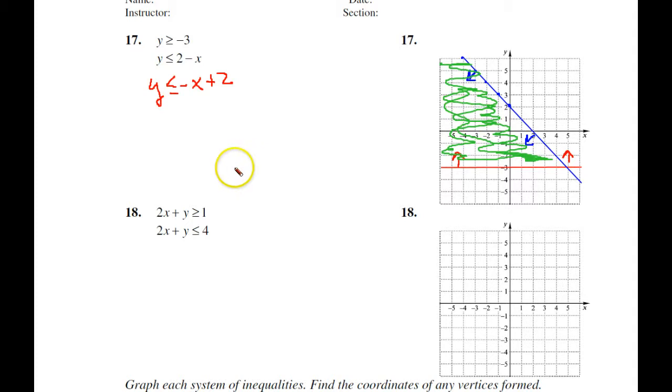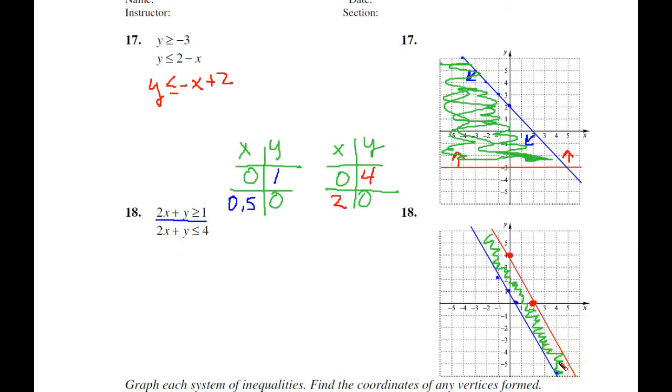Okay, let's go on. I think a good technique for number 18 would be your x and y intercepts, and let's check that out. So, looking at our examples here, in number 18, we see when we set it up, we actually have two parallel lines, and we are shading in between those parallel lines. So the use of my line tool was quite helpful in doing this.